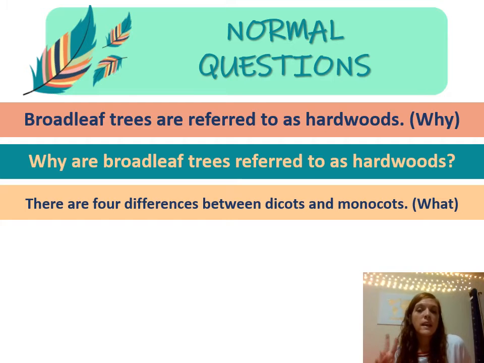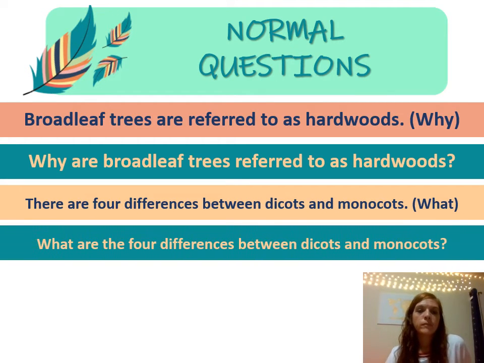Remember, question word, invert order. This is the most common way to say it. What are the 4 differences between dicots and monocots, right? What is the question word? Are is the verb. Differences is the subject. What word do we leave out? There. So the other way that you could say that is, what 4 differences are there between dicots and monocots? That's an exception, and it's not as common. But just to let you know that if you do hear that, it's not wrong. Okay, let's keep practicing.